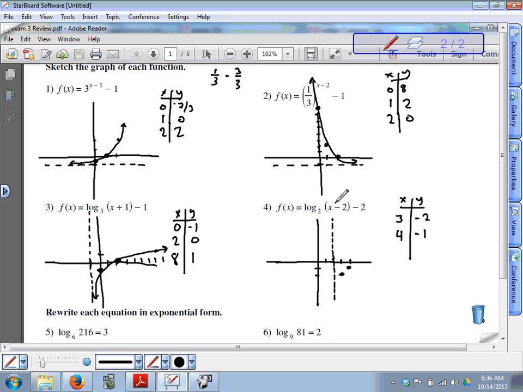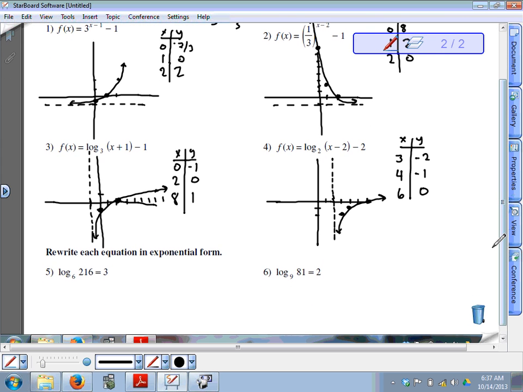And then we could choose another value of x such that when you subtract 2 from it, you get a power of 2. So that could be a 6. 6 minus 2 is 4. Log base 2 of 4 is 2. 2 minus 2 is 0. And there's that graph.